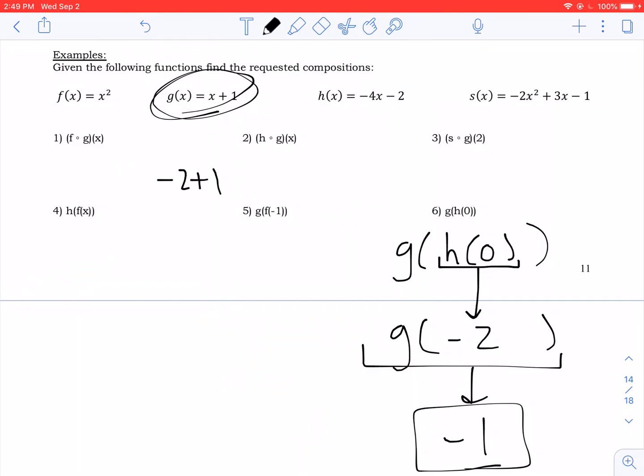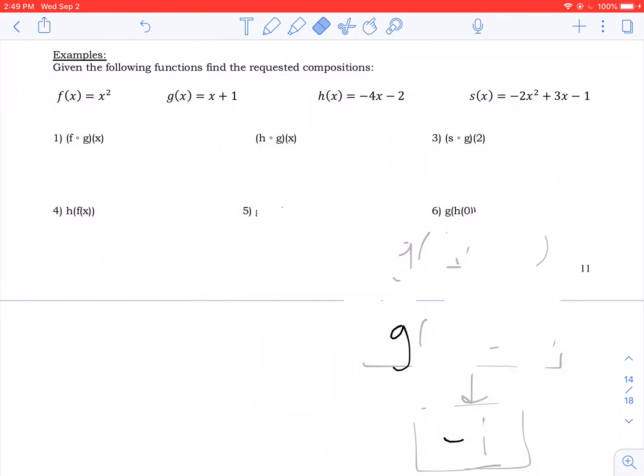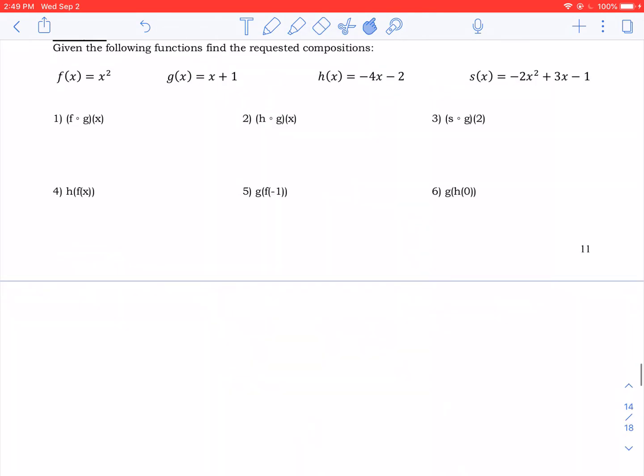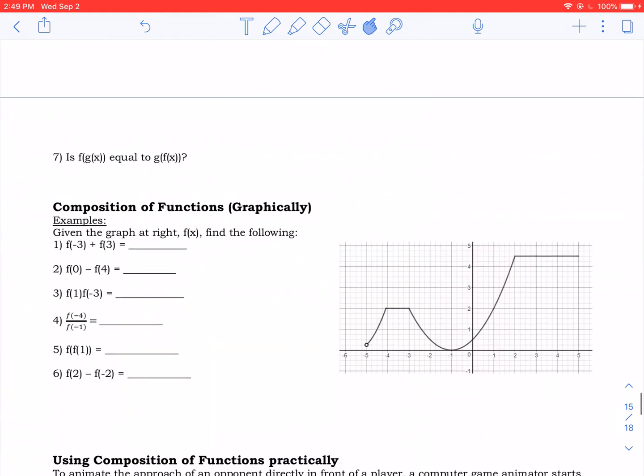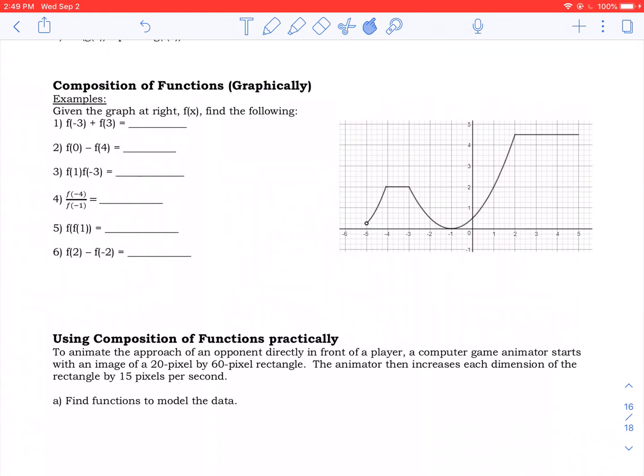Awesome. So that's composition of functions, taking the inside answer and plugging it into the outside piece in general. So in our next video, we're going to be looking at compositions of functions graphically, and then we'll be done. We're not going to worry about this problem for today.